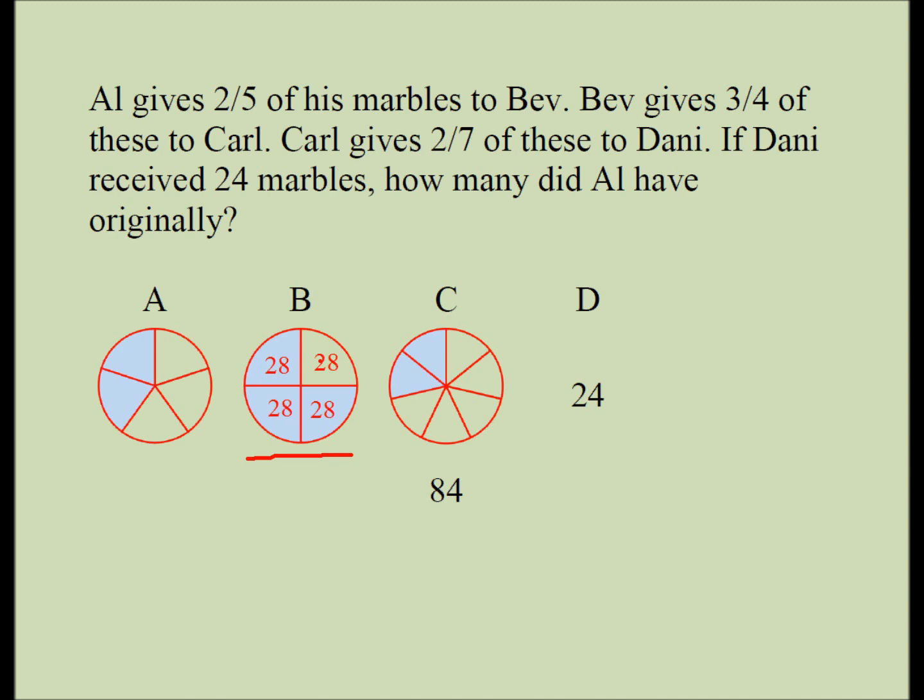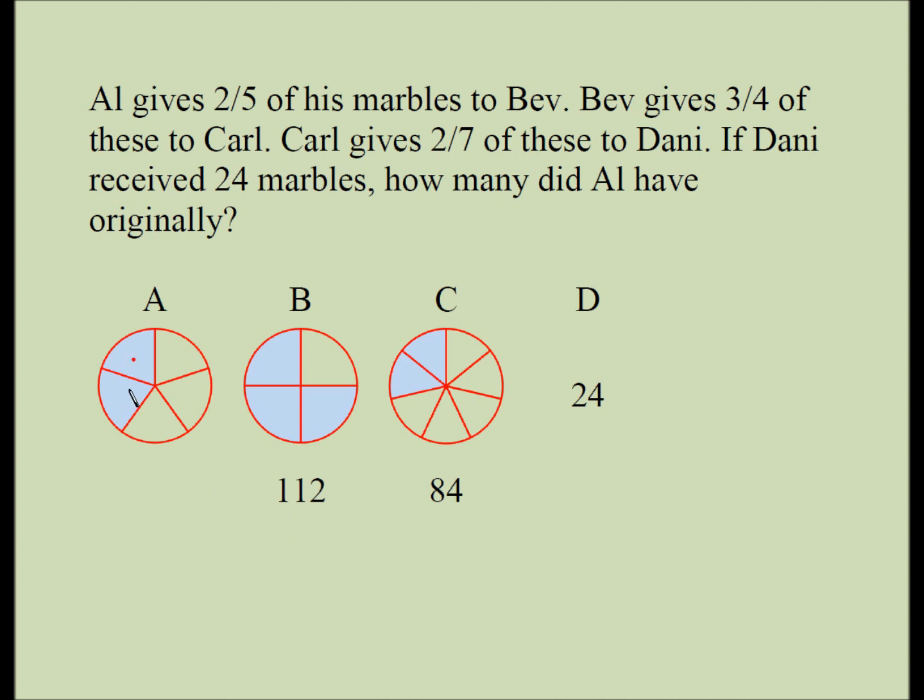Now we can easily find how many marbles Bev received from Al, or how many marbles she had before she gave some to Carl. That would be 28 times 4, which happens to be 112. So Bev received 112 marbles from Al. We're going to erase everything and write 112. So Bev received 112 marbles from Al.